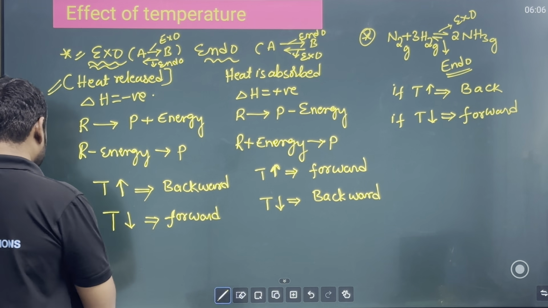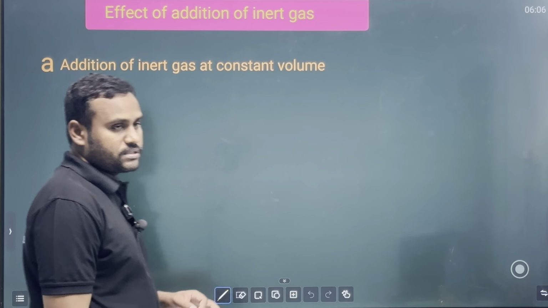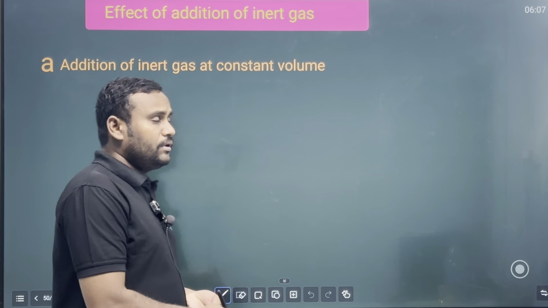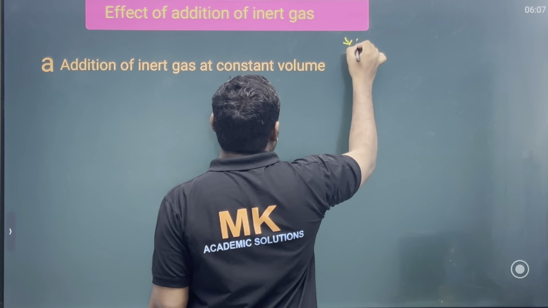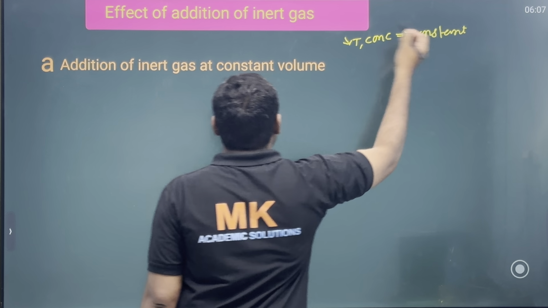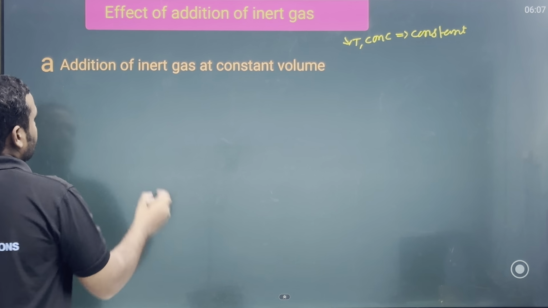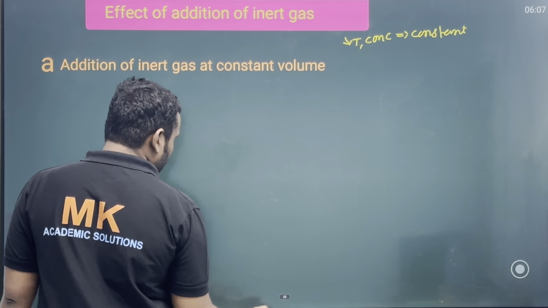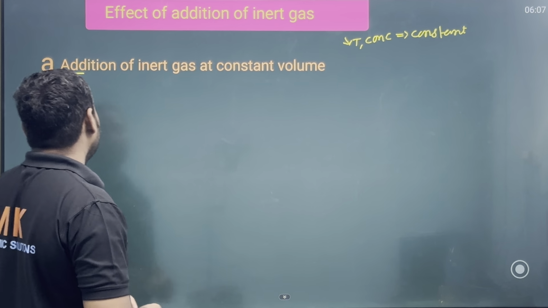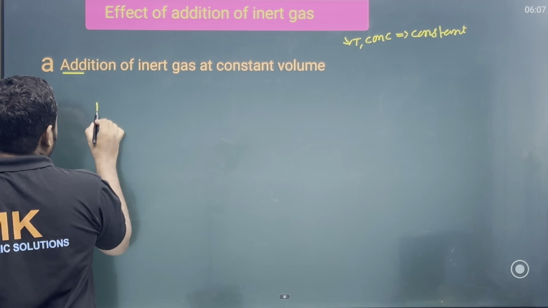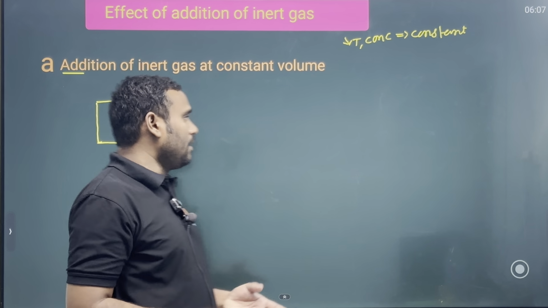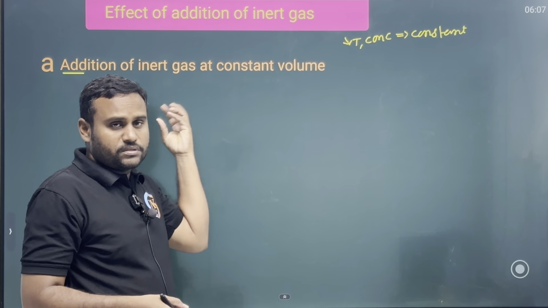Okay, next we will see the effect of addition of inert gas. Effect of addition of inert gas means we are going to keep temperature constant and concentration constant. Now at this condition, if you add the inert gas at constant volume, that is condition 1. What is condition 1? Addition of inert gas at constant volume. Inert gas is one which is not at all going to react with the reaction mixture or equilibrium mixture.